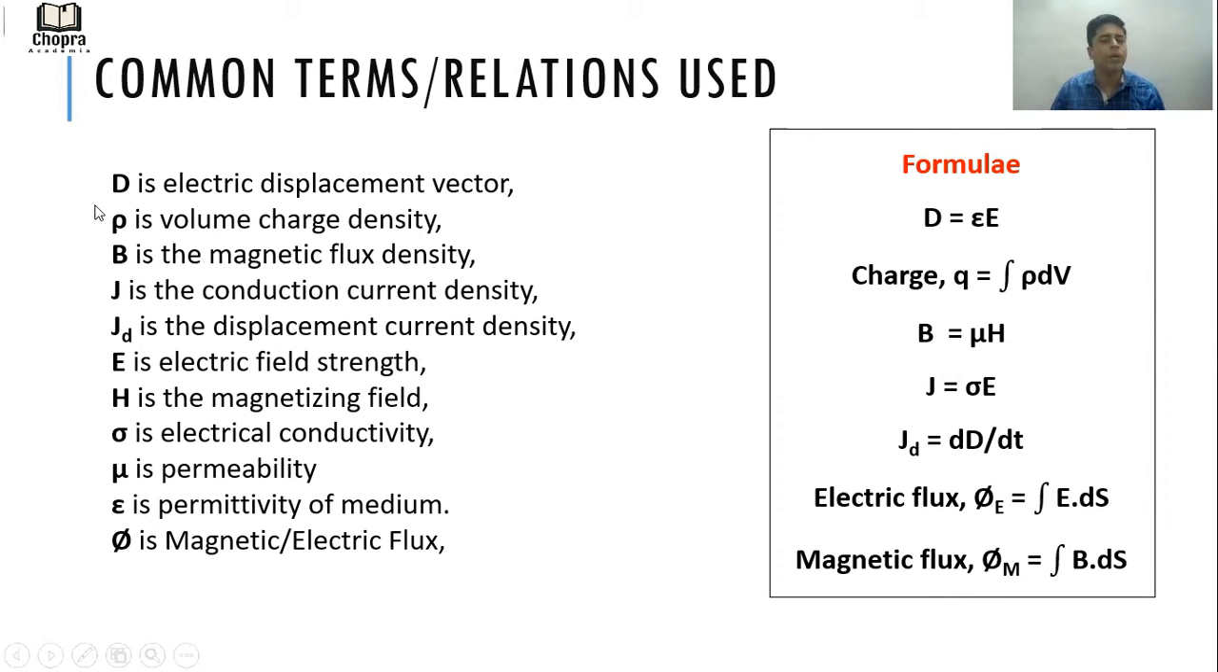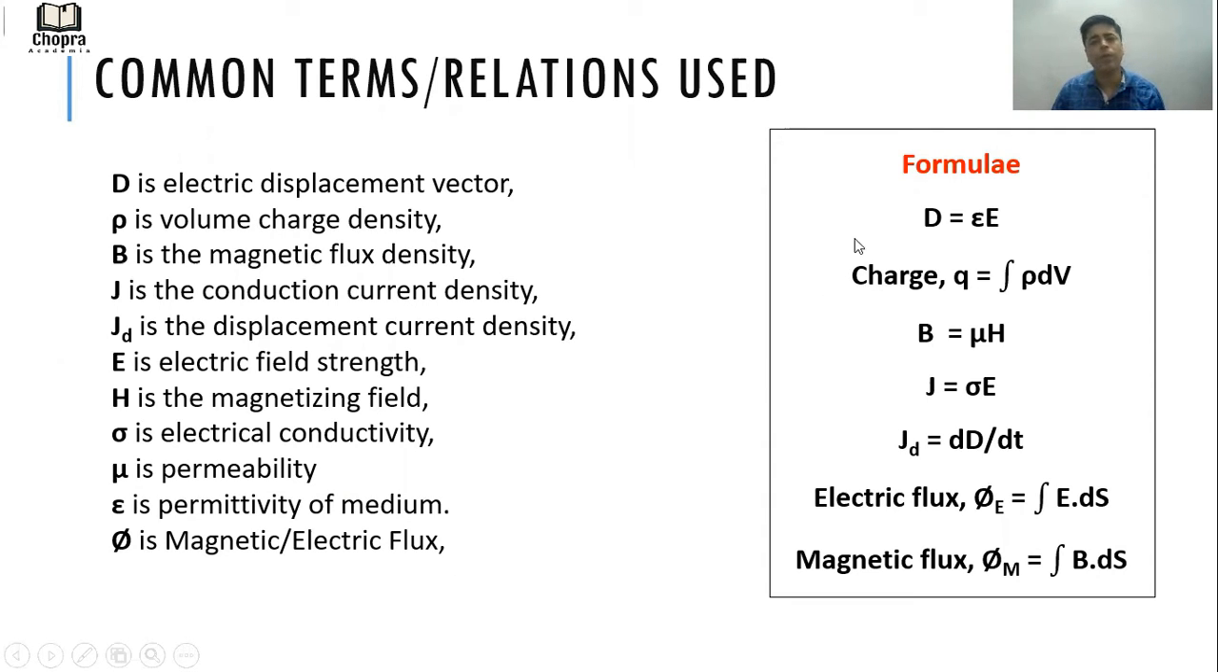D is called the electric displacement vector, rho is the volume charge density, B is the magnetic flux density, J is the conduction current density, JD is the displacement current density, E is the electric field strength, H is the magnetizing field, sigma is the electrical conductivity, mu is permeability, epsilon is permittivity of medium, phi is magnetic flux or electric flux. So it can be phi E or phi M.